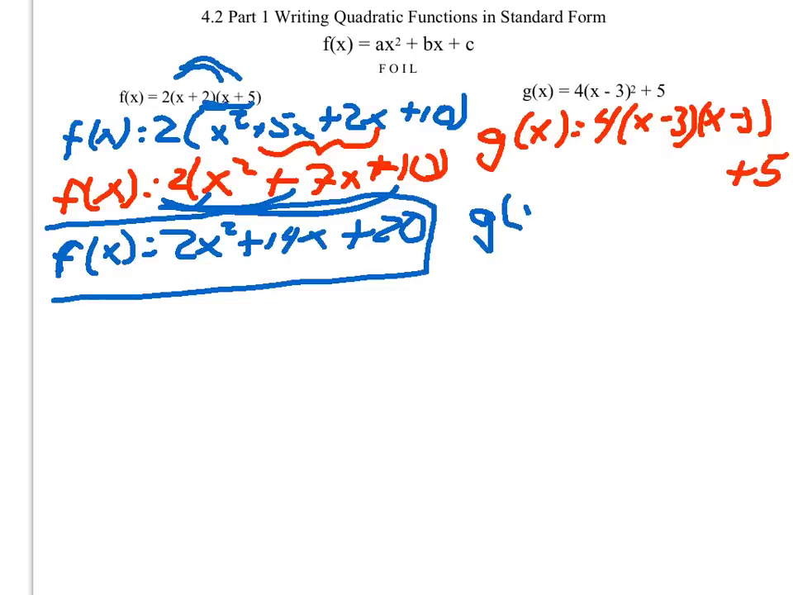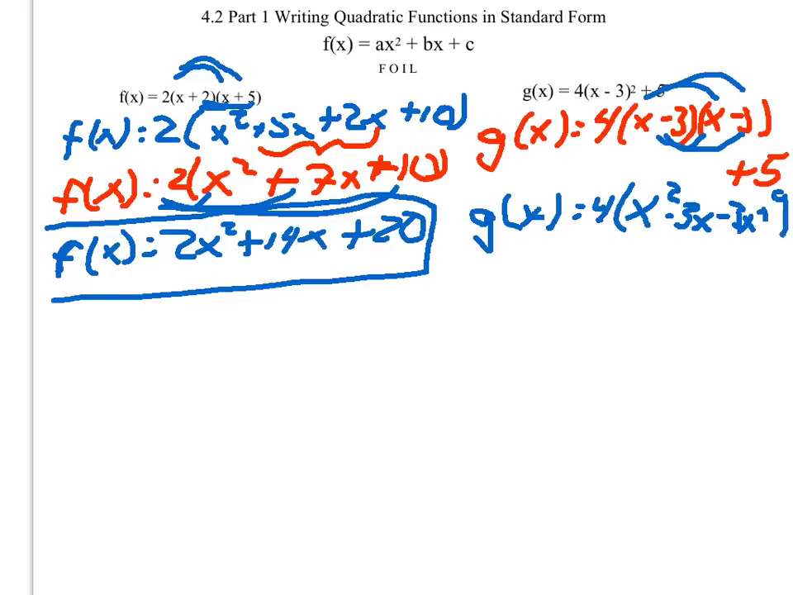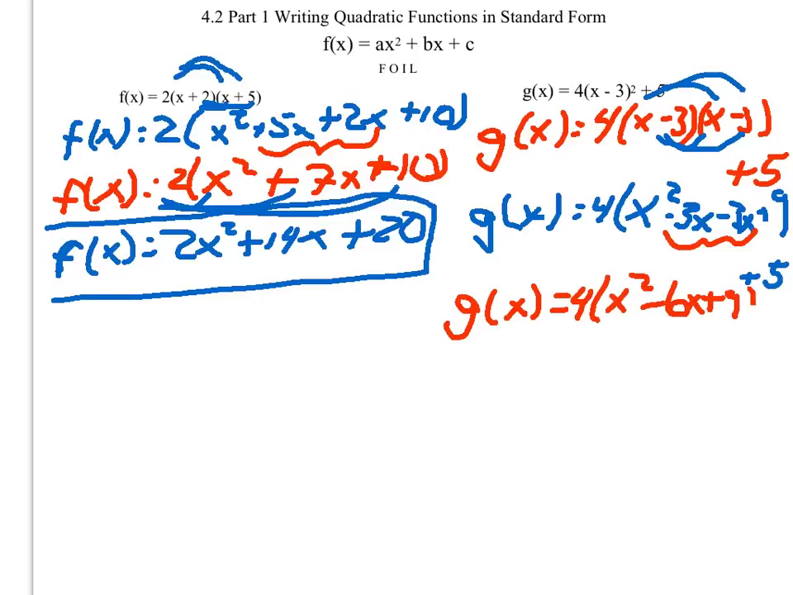We're going to ignore the 4 for a minute, and we're just going to FOIL. First times first, x times x is x squared. Make sure we pay attention to the sign. Minus 3x, minus 3x, and then negative 3 times negative 3 would be plus 9, and we still have that plus 5 tagging along. Now we can go ahead inside the parentheses, combine those like terms here. So g of x would equal 4 times x squared minus 6x plus 9, and we still have that plus 5 tagging along.